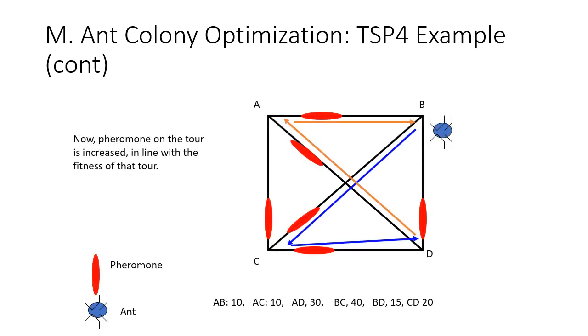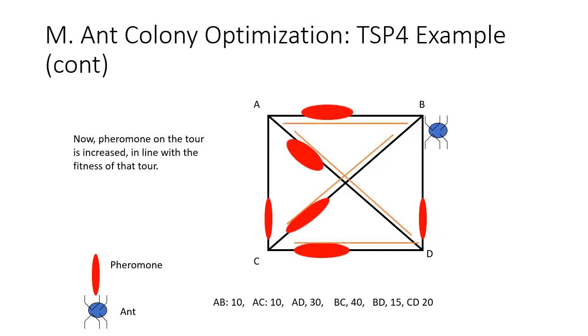The paths he didn't take were AC and BD. Therefore, while the pheromone on the links he took will be increased, AC and BD will remain the same. Notice that on all the paths that Anthony took, the pheromones have been increased, while on the paths that he didn't take, the pheromones stay the same.